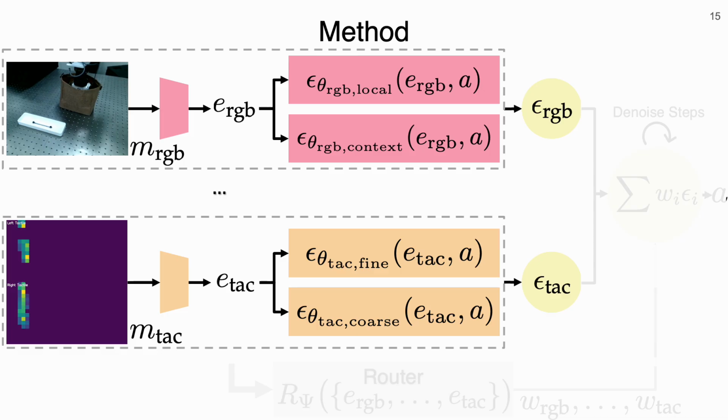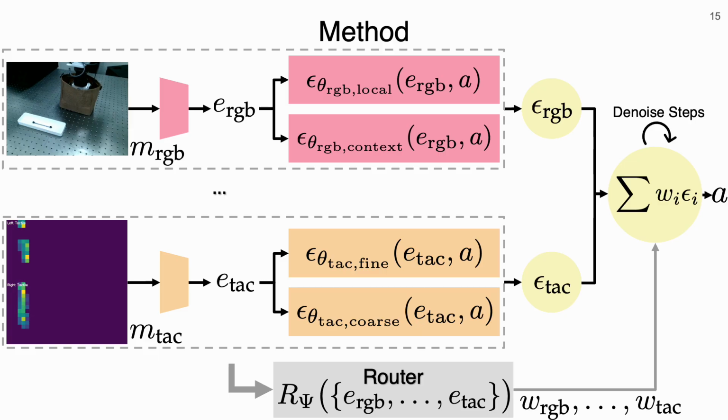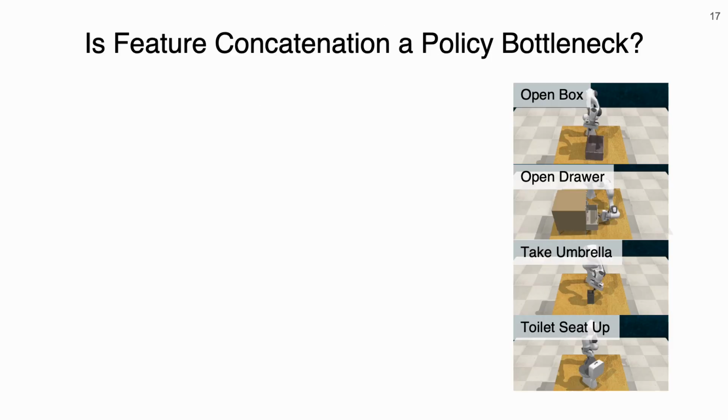Next, we take the embedding from all modalities and feed them into a router network. The router's role is to compute the consensus weights and decide how much each modality should contribute to the final policy. After weighting and combining the modality experts, we perform denoising over multiple iterations, following the diffusion process to gradually refine and generate the final action output.